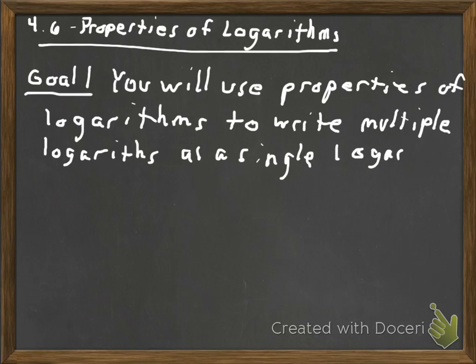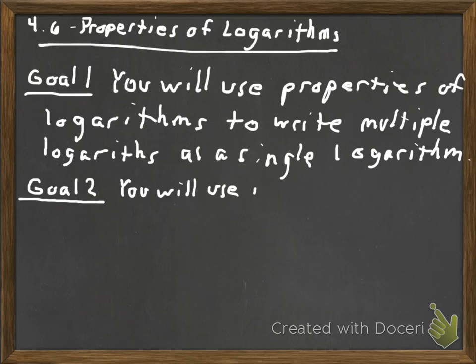One of those goals is that you're going to use properties of logarithms in order to write multiple logarithms as a single logarithm. If that doesn't make sense yet, it'll make perfect sense whenever you see the types of problems that we're really working on. And the second goal is the opposite of that. We're going to learn to take expressions with single logarithms and write them as multiple logarithms.